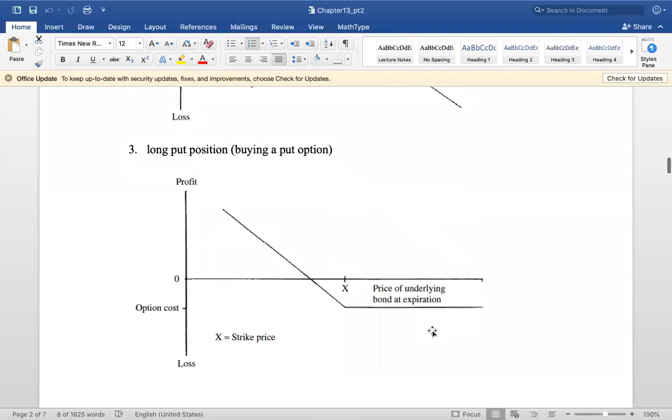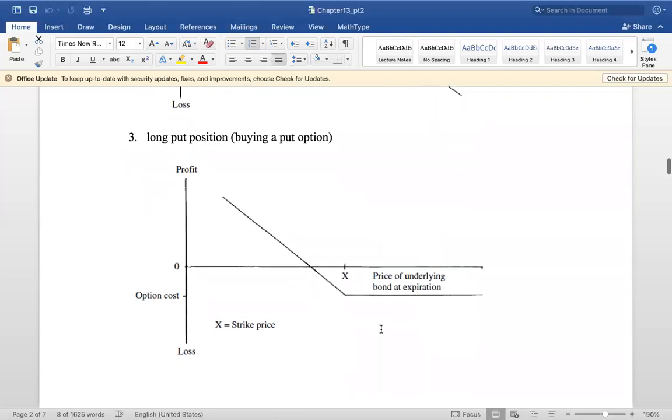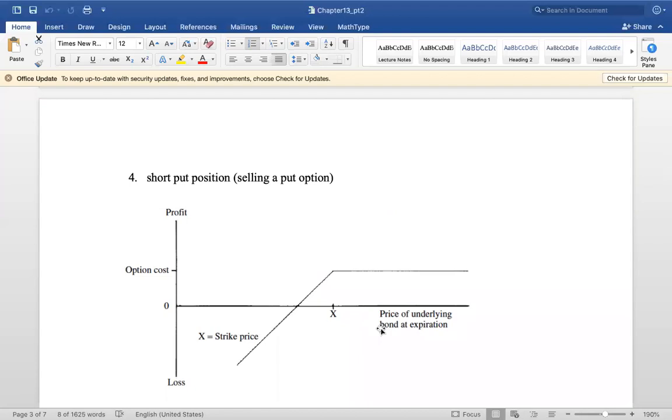For the put option, the cost is limited to the option cost as long as the price is above the strike price. But as soon as it goes below the strike price, your gain becomes unlimited, and the same is reversed for the short put position.